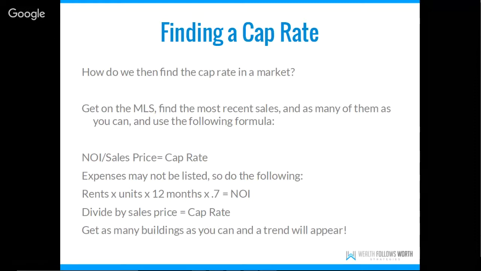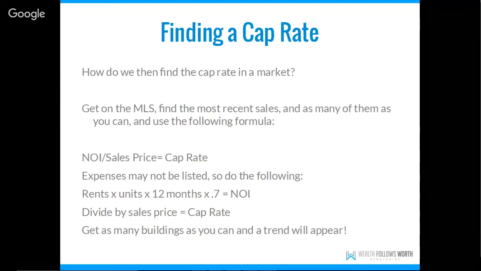So again, you take your gross monthly rents times the number of units times 12 months in a year. We subtract out the expenses by multiplying by 0.7, factoring roughly a 30% expense. Then you take that NOI and simply divide it by the sales price, and that gives you the cap rate. You want to get as many buildings as you can, and you'll start seeing a trend appear.